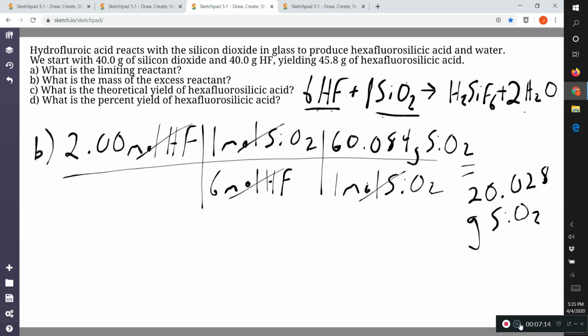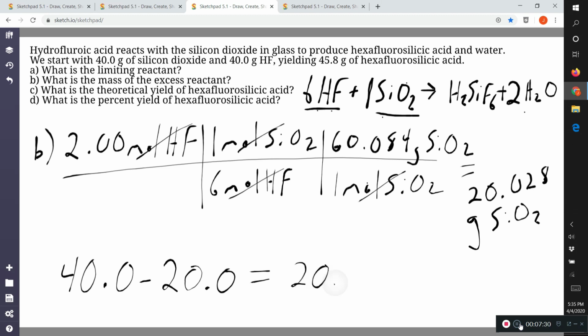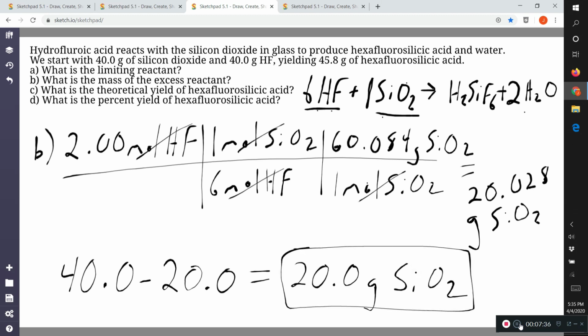But we started with 40 grams. So to calculate our excess, and by our rules for sig figs, I guess this should be 20.0. So we would get 20.0 grams of silicon dioxide left over. So when we do this process, all of our hydrofluoric acid would react, and half of our silicon dioxide would react, and the other half would be what we call excess.